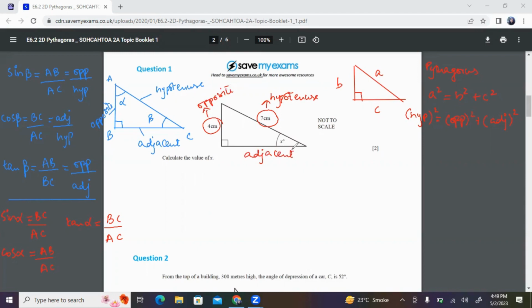Now we have the opposite, we have the hypotenuse, and they want us to find the angle. If we look at our formulas for the trig ratios, in sine we need opposite and hypotenuse, whereas in cosine we need adjacent and hypotenuse. If we don't have the adjacent, automatically cosine is out of the question. Same goes for tan. Tan also requires opposite and adjacent, so we can't use tan either. So it goes back to sine.